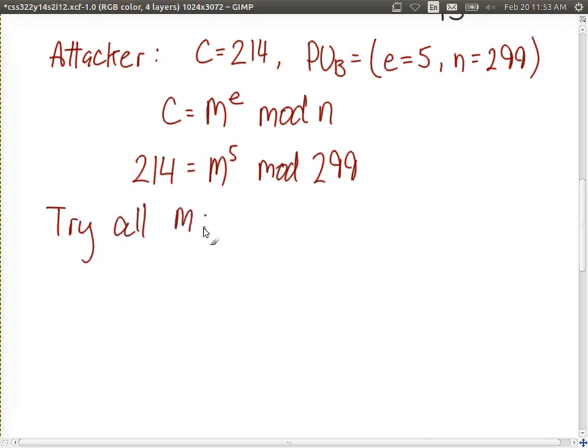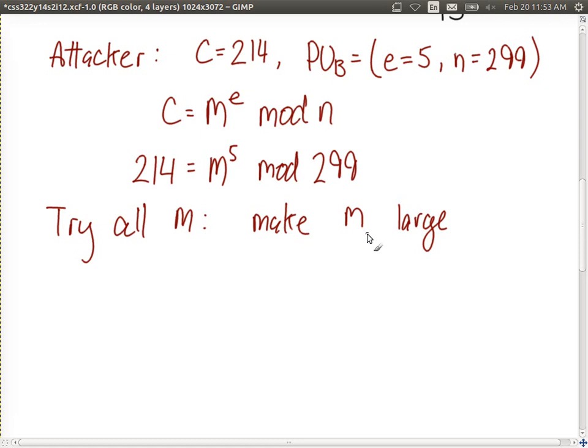Try all M. That will work. How do we stop that? How do we stop a brute force attack? Make M large. Or allow M to be large.